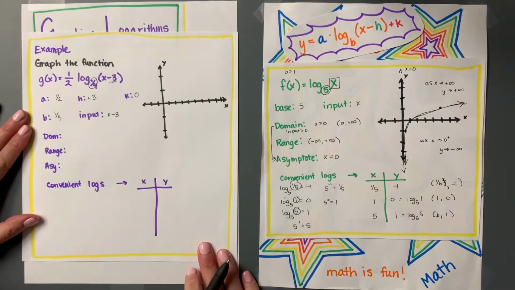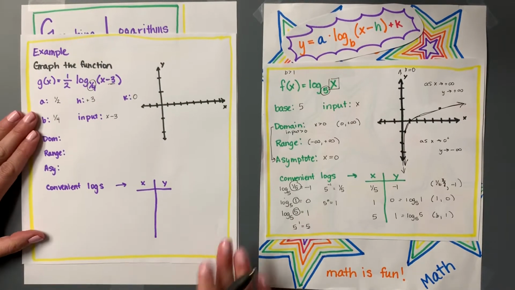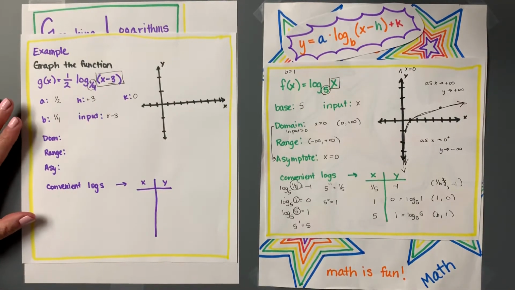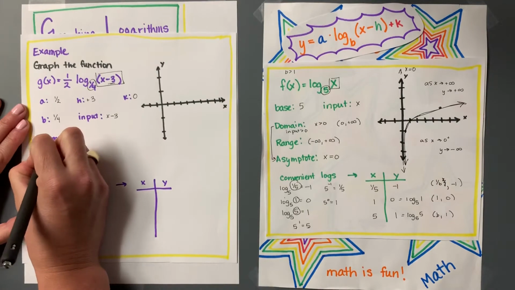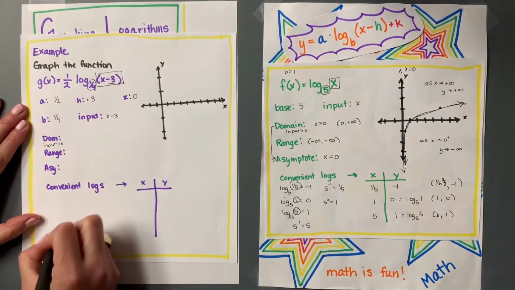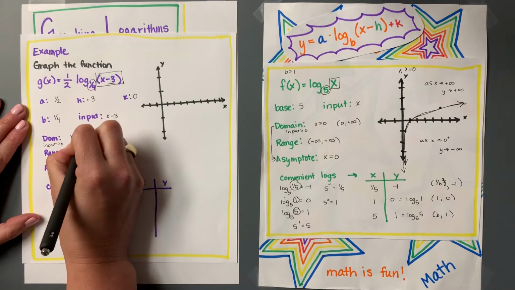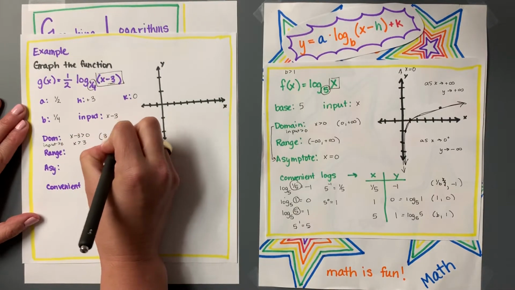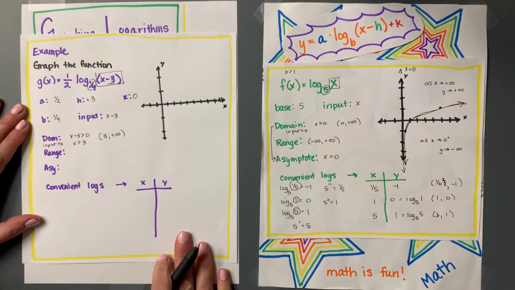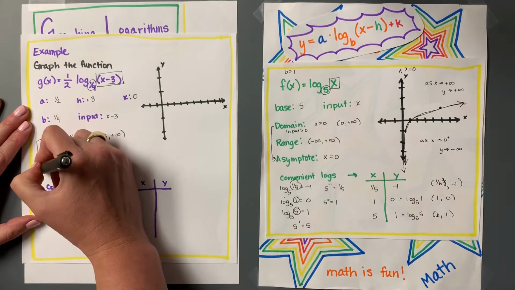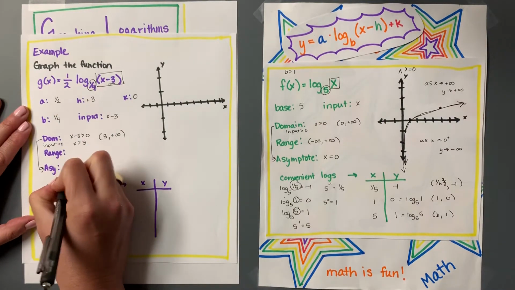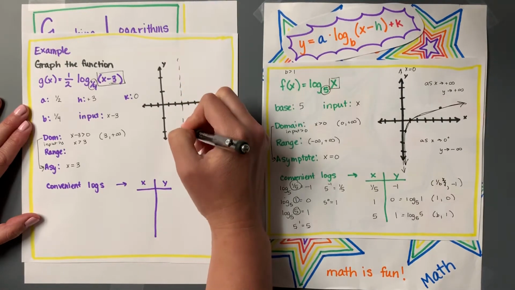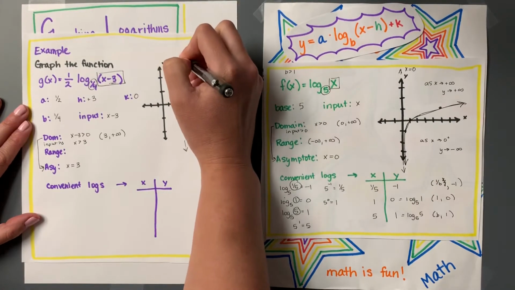Our input is no longer just x. It is x minus 3. So this is what am I putting into my logarithmic function? And in this case, it's x minus 3. So my domain is that the input has to be positive. So x minus 3 is positive. X must be greater than 3. So that gives me a domain from 3 to positive infinity. That domain gives me my asymptote at x is equal to 3. So we have to graph that as a dashed line.